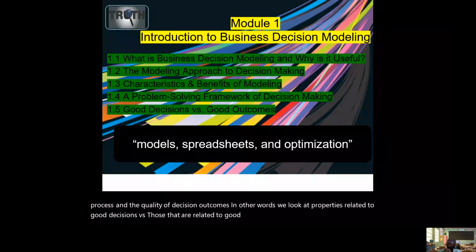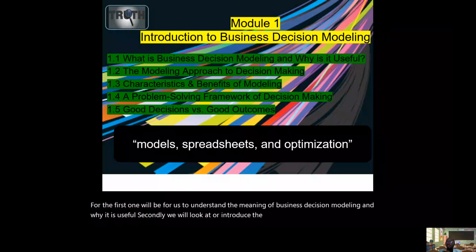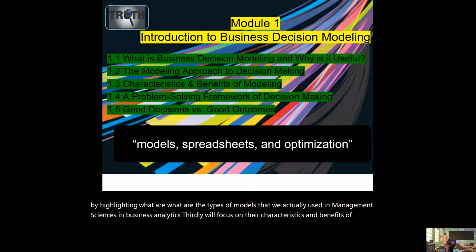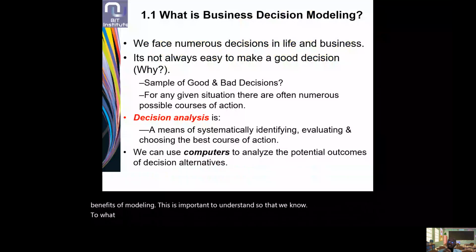So in this particular lecture, we'll focus on these 5 things. The first one will be for us to understand the meaning of business decision modeling and why it is useful. Secondly, we will look at or introduce the modeling approach to decision making by highlighting what models are, and what the types of models are that we actually use in management sciences or in business analytics. Thirdly, we'll focus on the characteristics and benefits of modeling. This is important to understand so that we know to what extent models can be used in decision making.